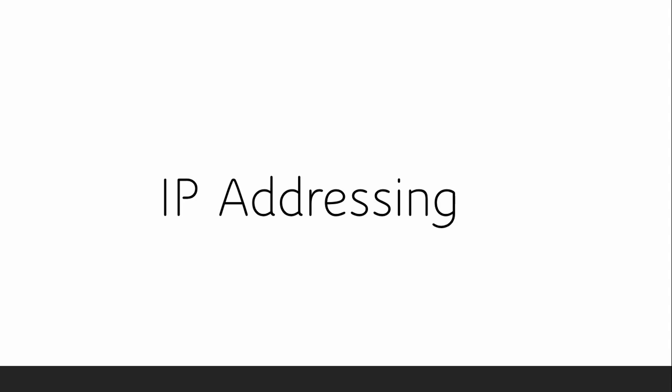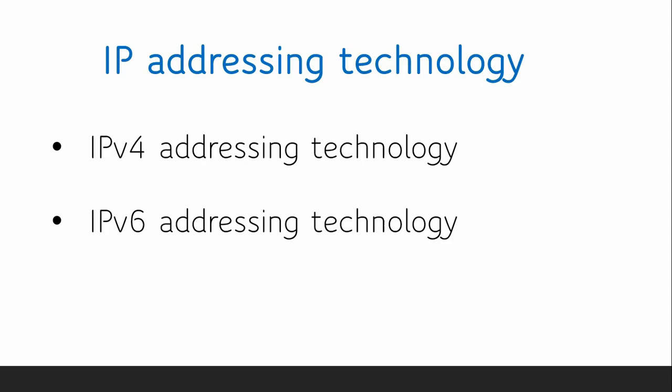Let's say you requested a delivery, and a delivery man is delivering a package to your house. There should be an address at which that delivery man will deliver the item or the parcel to your doorstep. We have two IP address technologies: IPv4, or Internet Protocol version 4, and Internet Protocol version 6 addressing technology. But we are going to focus mostly on IPv4 right now.